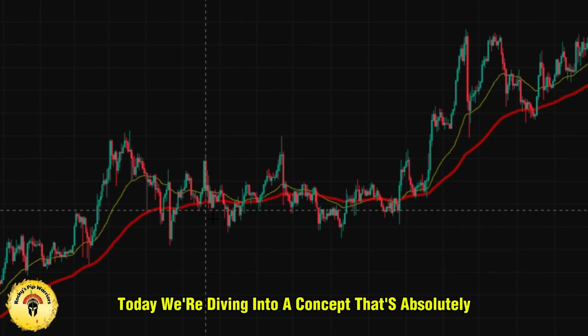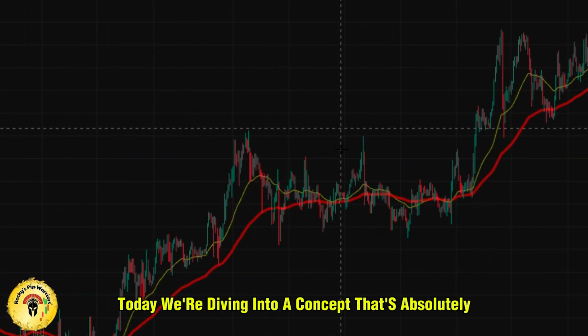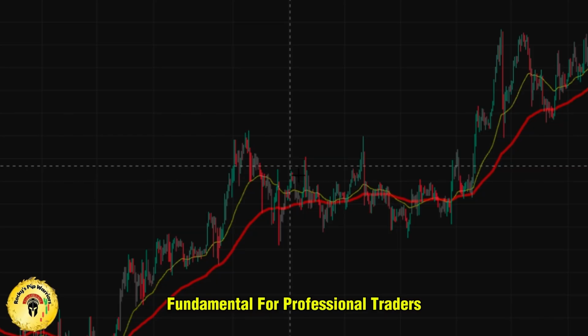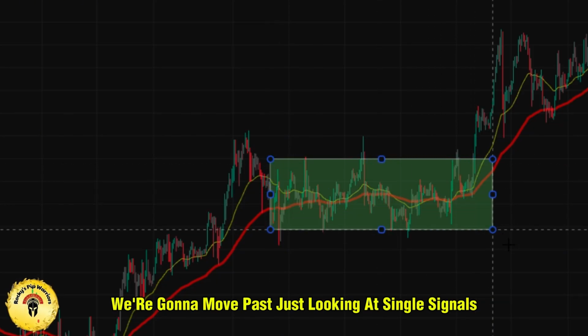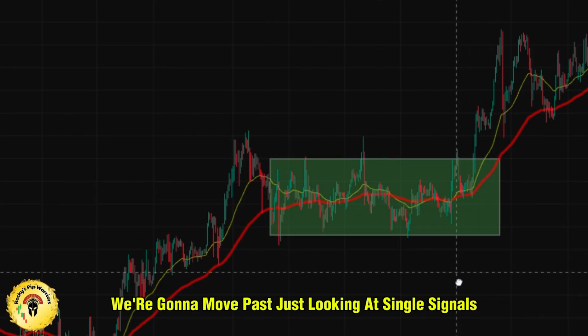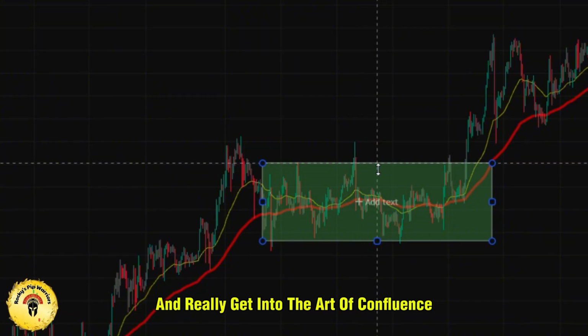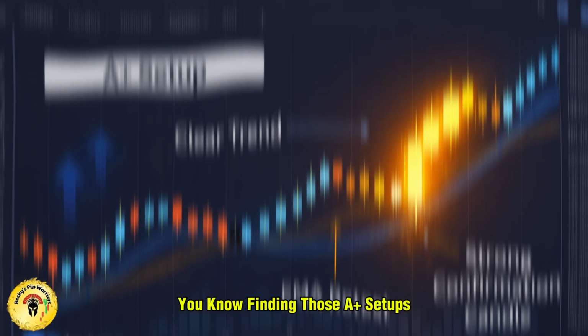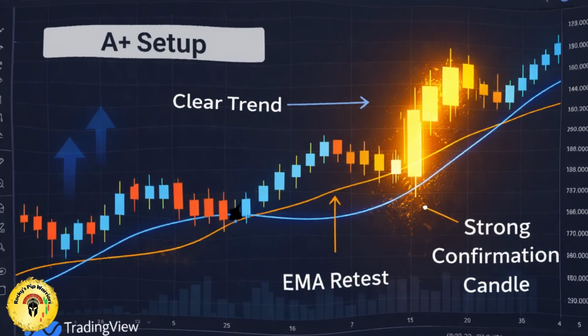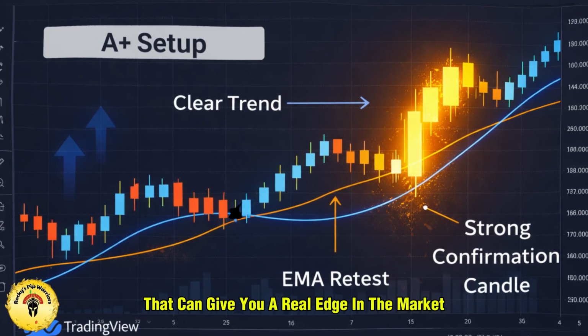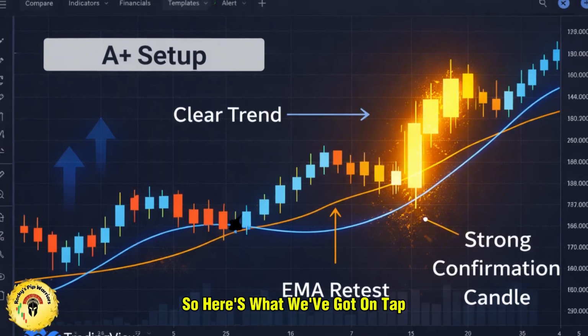Welcome. Today we're diving into a concept that's absolutely fundamental for professional traders. We're going to move past just looking at single signals and really get into the art of confluence, finding those A-plus setups that can give you a real edge in the market. So here's what we've got on tap.